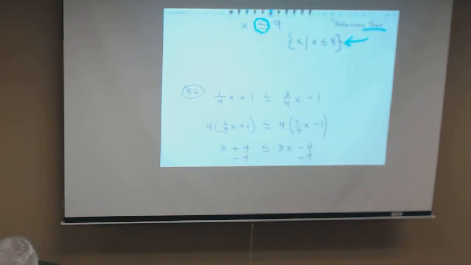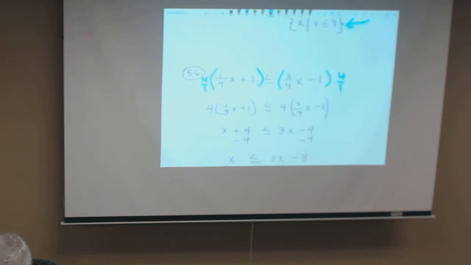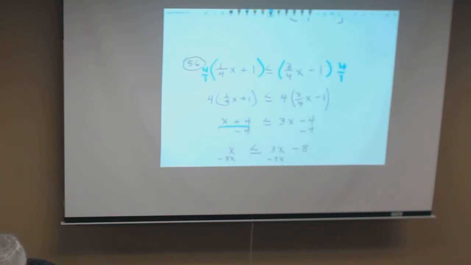Number 56. What do I see here that I'm going to clear out? Sorry, fractions. I'm going to take both sides times 4 over 1. And I'm going to end up with x plus 4 is less than or equal to 3x minus 4. Everybody see that? See how quick clearing out those fractions simplifies things?